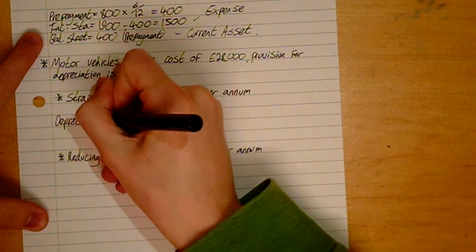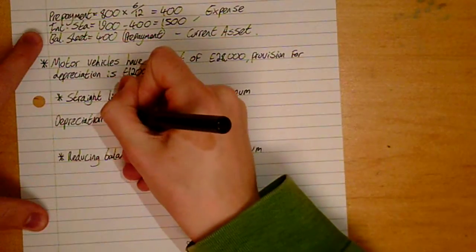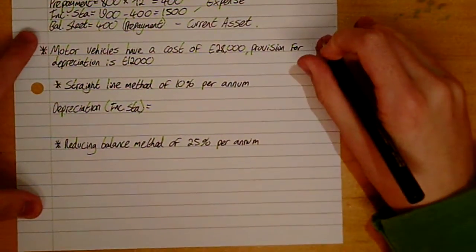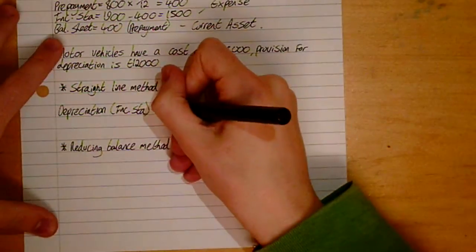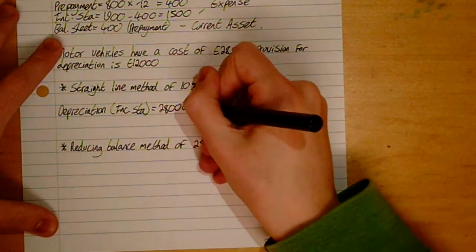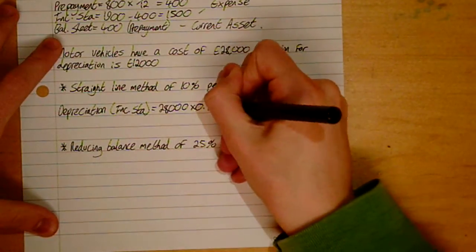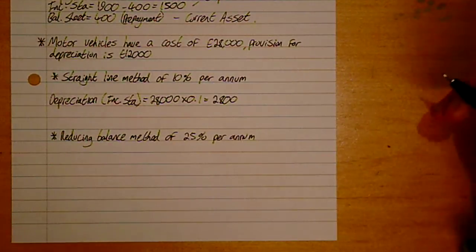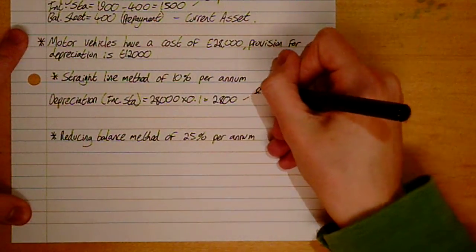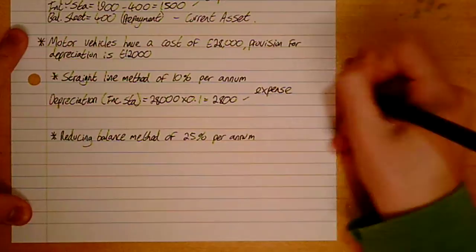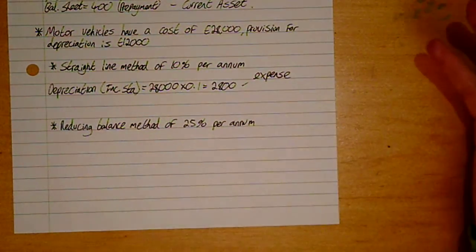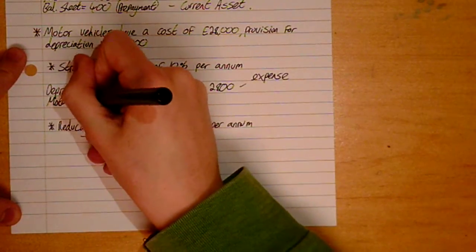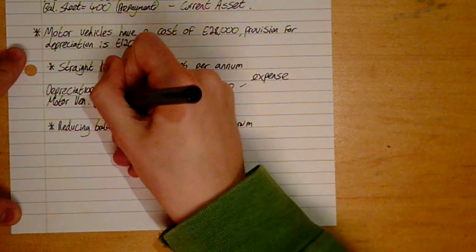So the depreciation, so this will be going in our income statement. Well, straight line, so it's simply going to be 28,000 times by 0.1, 10%. So each year we're going to incur £2,800 of depreciation. So that's simply an expense in our income statement. How does this affect our balance sheet? Well, it's going to affect our motor vehicles balance sheet.